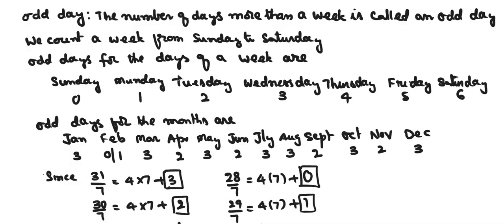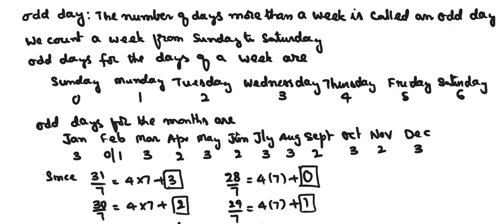Odd days for the days of a week are: for Sunday, odd number of days is equal to 0. Monday, odd number of days is equal to 1. Tuesday, odd number of days is equal to 2. Wednesday, odd number of days is equal to 3. Thursday, odd number of days is equal to 4. Friday, odd number of days is equal to 5. And Saturday, odd number of days is equal to 6.